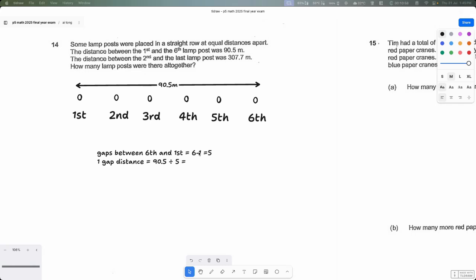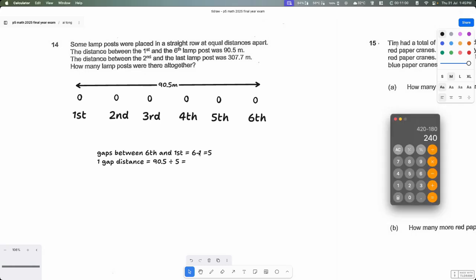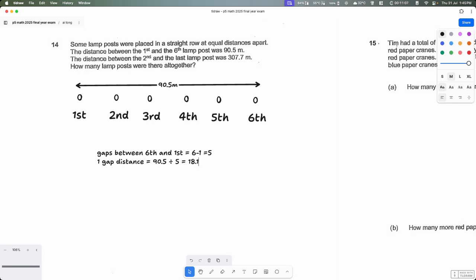So let's use our calculator and divide 90.5 by 5. This gives you 18.1 meters. So we know that the gap between the first and second lamppost in this case will be 18.1 meters.